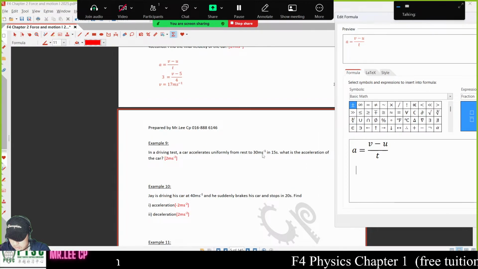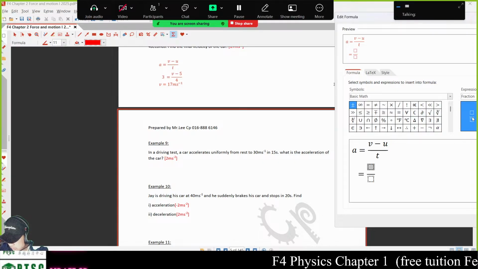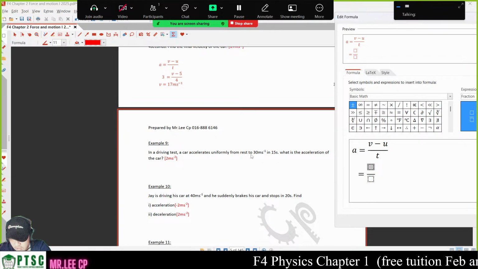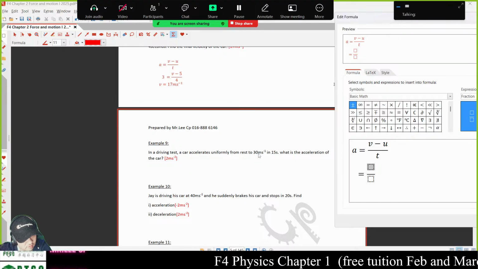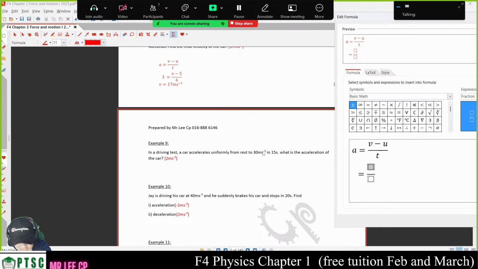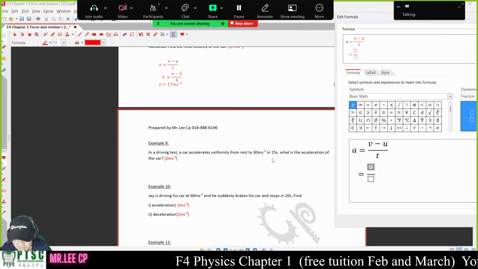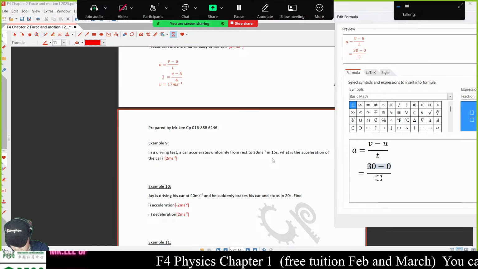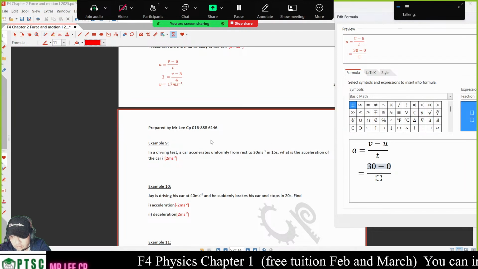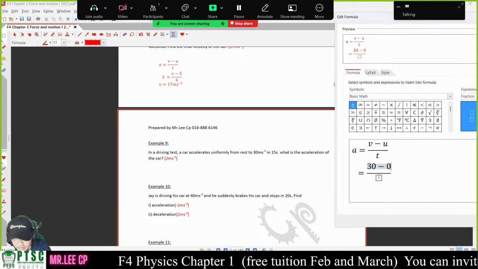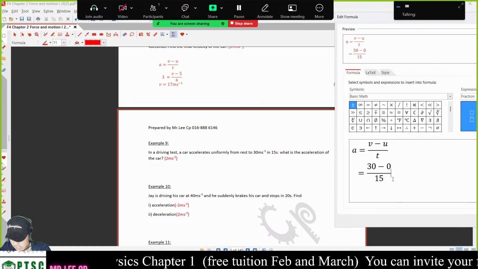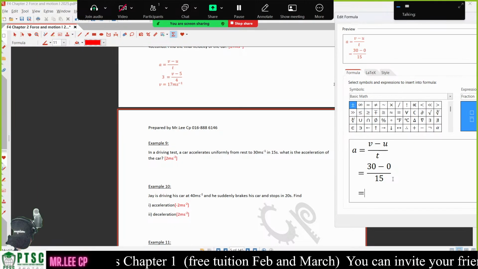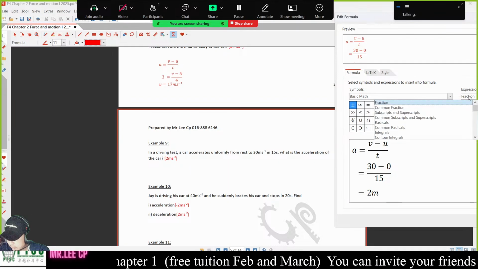Acceleration, we don't know. The question asks for it. V, final velocity. From rest, initial is 0. Final is 30. m s minus 1 is velocity. So final is 30, initial is 0, over the time taken. How long? 15 seconds. So 30 divided by 15, answer is 2. Unit is m s negative 2.